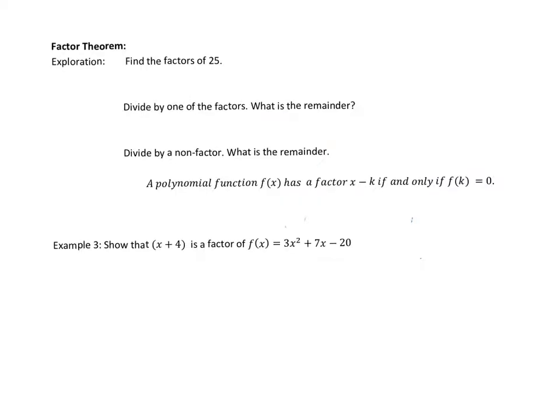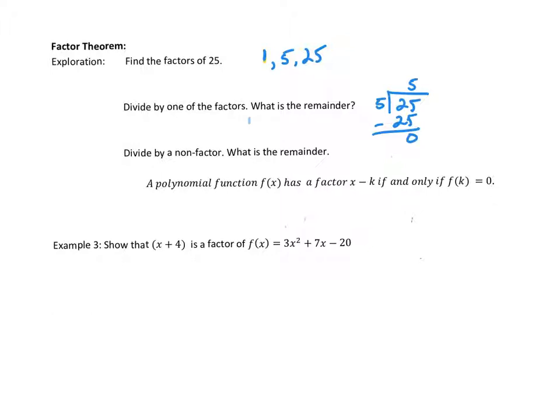Okay, that was the remainder theorem. Now we're going to talk about the factor theorem. So first, we're going to explore this before we actually get into the theorem. Find the factors of 25. So our factors of 25 are 1, 5, and 25. Divide by one of the factors. What is the remainder? I'm just going to take 5 and divide it into 25. 5 goes into 25 5 times. 5 times 5 is 25. We subtract, we get 0.